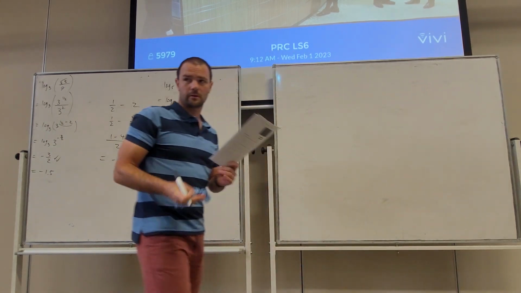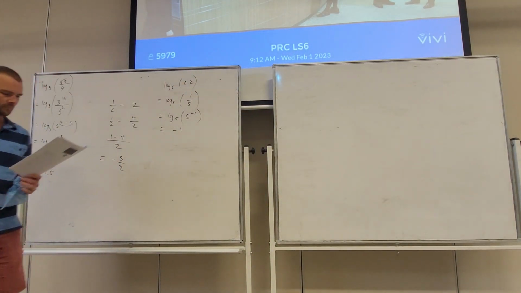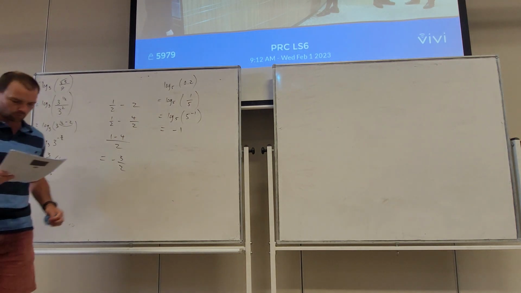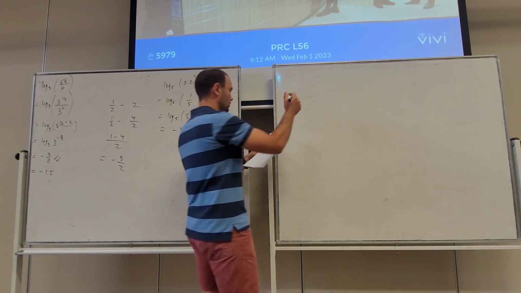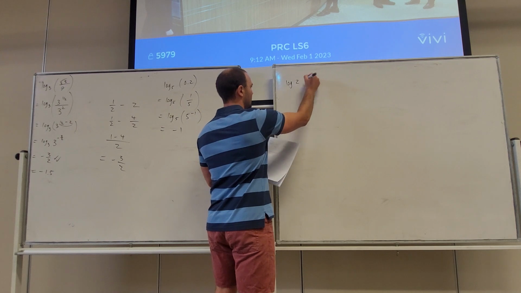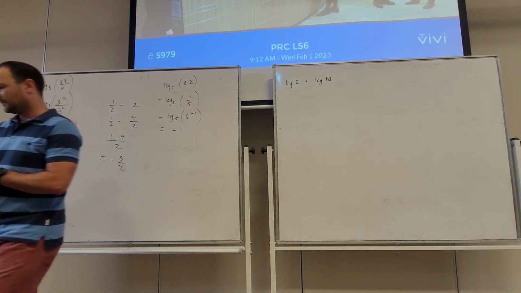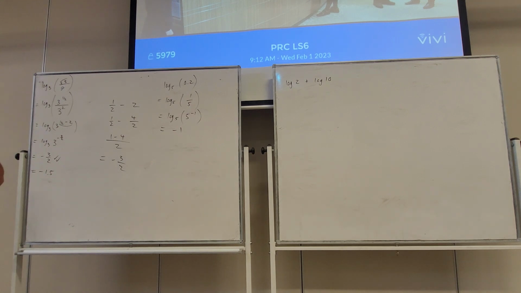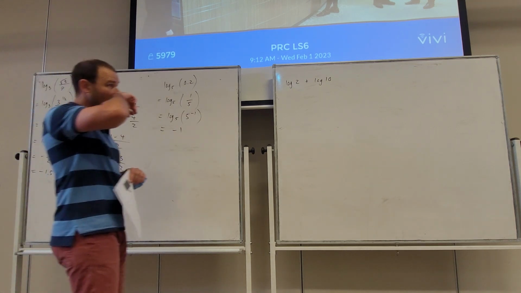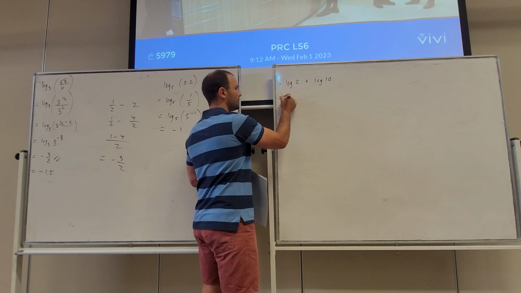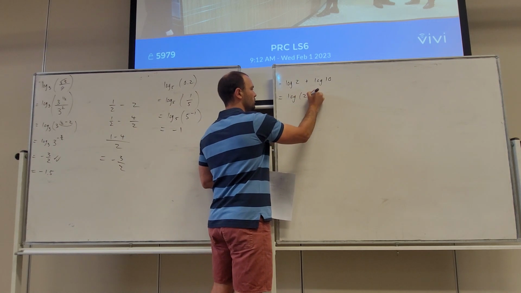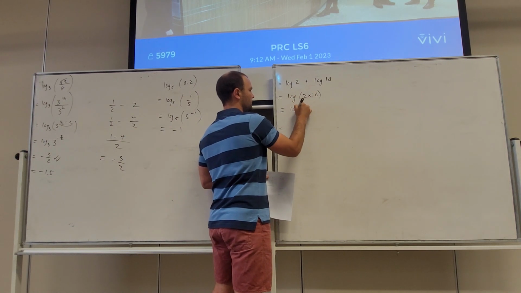Any questions so far? All right, so what have we got? We've got about 5 more to get through. So we've got log of 2 plus log of 10. And so we're using the laws of logarithms that are put in the box there for you guys. When we're adding logarithms together, what it simplifies to is log of 2 times 10. This is log of 20.